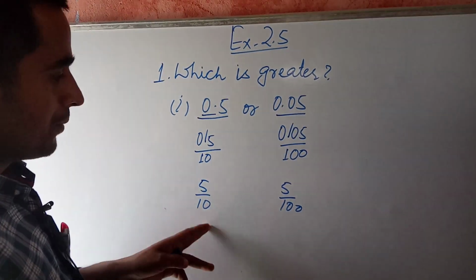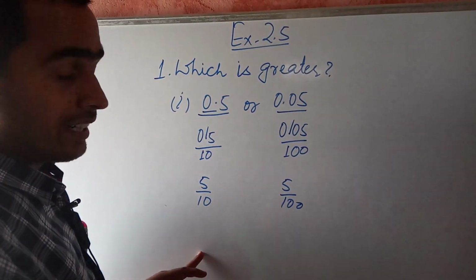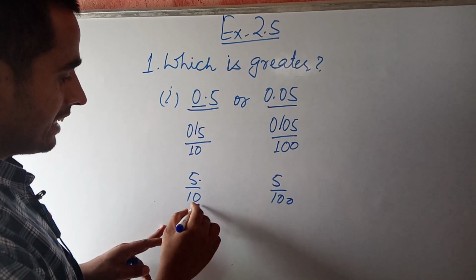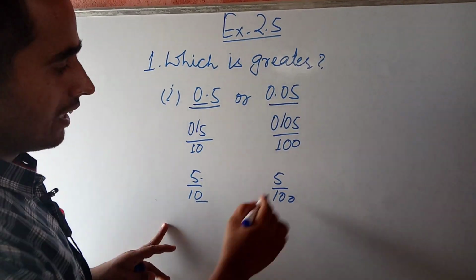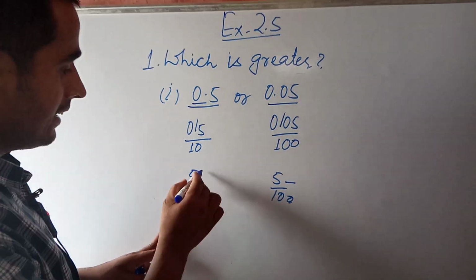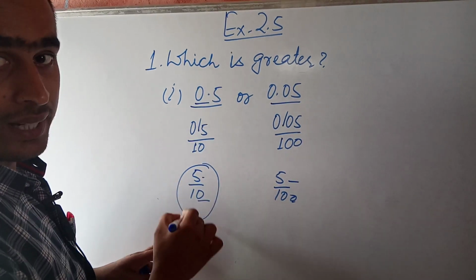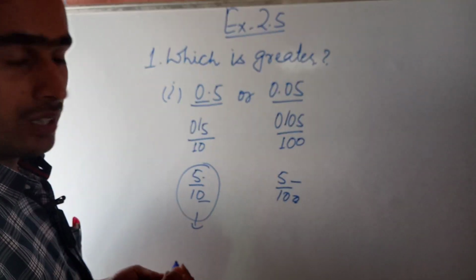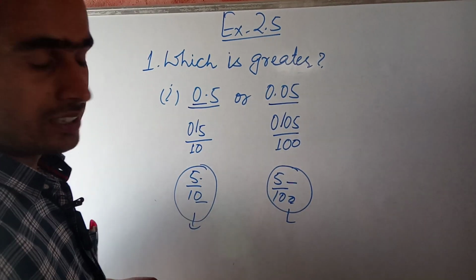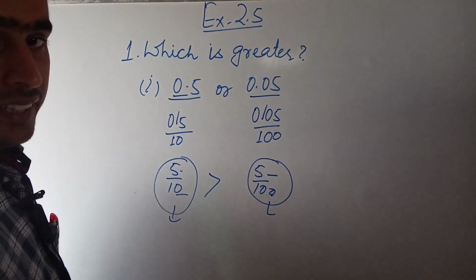Now if I ask which one is greater, 5 by 10 or 5 by 100. Suppose there are 5 apples. These 5 apples are being distributed among 10 persons and these 5 apples are being distributed among 100 persons. So obviously the persons sharing in this case will get a larger fraction of apples, and they will get a smaller fraction in this share. So obviously 5 by 10 is greater than 5 by 100.